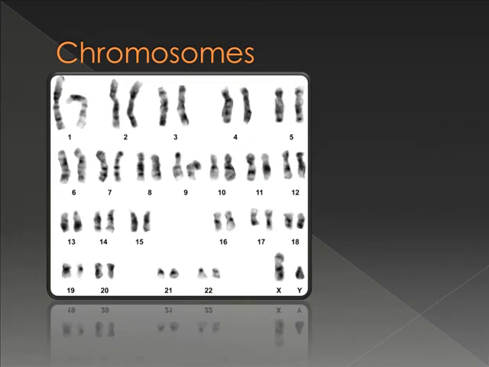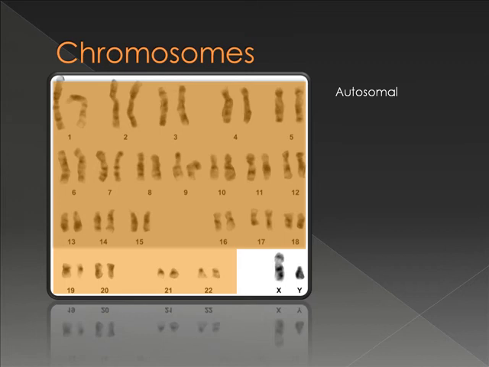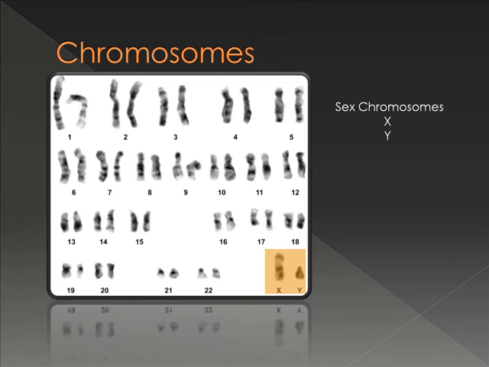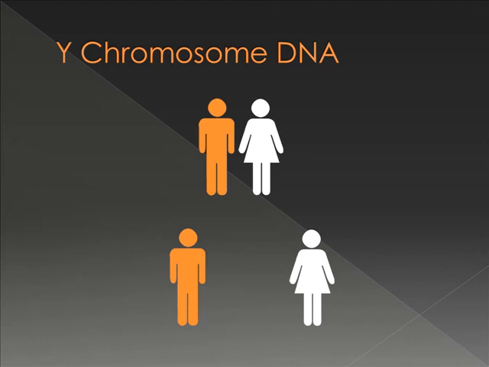There are two types of chromosomes. The autosomal chromosomes, which make up the majority of the chromosomes, and we'll talk about later, and the sex chromosomes, the X and the Y. So, how do these sex chromosomes work? The Y chromosome here is passed from father to son and contains the surname line DNA information. It does not get easily fragmented throughout the generations, as one of two DNA tests that you can take.